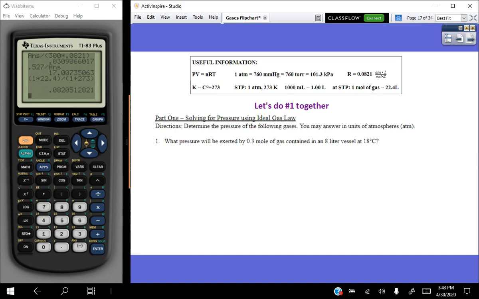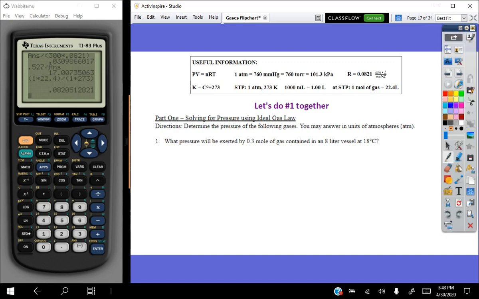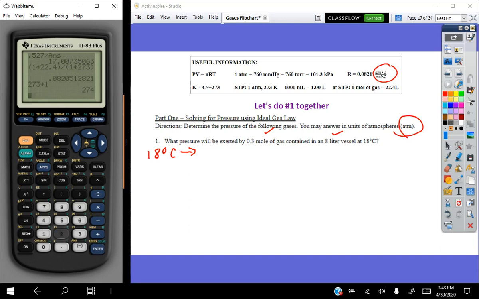So in this first problem, it says what pressure will be exerted by 0.3 moles of gas contained in an 8-liter vessel at 18 degrees Celsius. So before I can solve, I am going to need to make sure all my numbers are in the units that match with my R gas constant. I've got moles, I've got liters, I'm going to solve for atmospheres, but my temperature is in Celsius, so I need to convert to Kelvin. 273 plus 18.